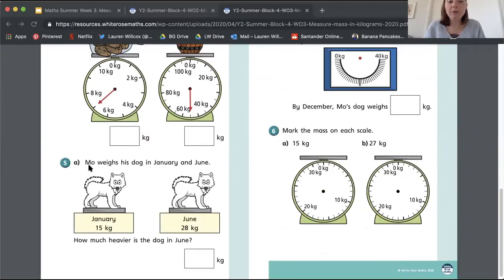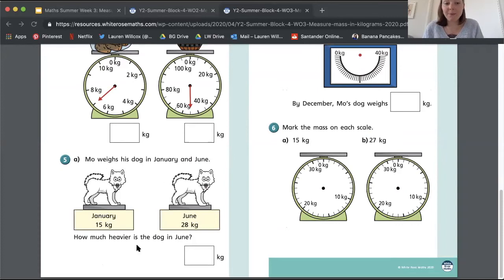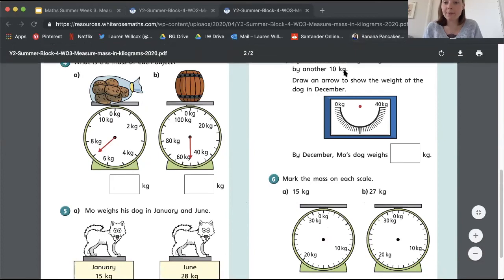Okay, question 5. Mo weighs his dog in January and in June. In January, the dog weighs 15 kilograms, and in June, the dog weighs 28 kilograms. So the dog has put on some weight. How much heavier is the dog in June? So you've got a couple of ways to work this out. You might want to count on from 15 to 28, or you might want to count back from 28 until you get to 15. You could draw yourself a number line if you wanted to on your piece of paper and work it out that way. Or you can have a think about counting on or back.